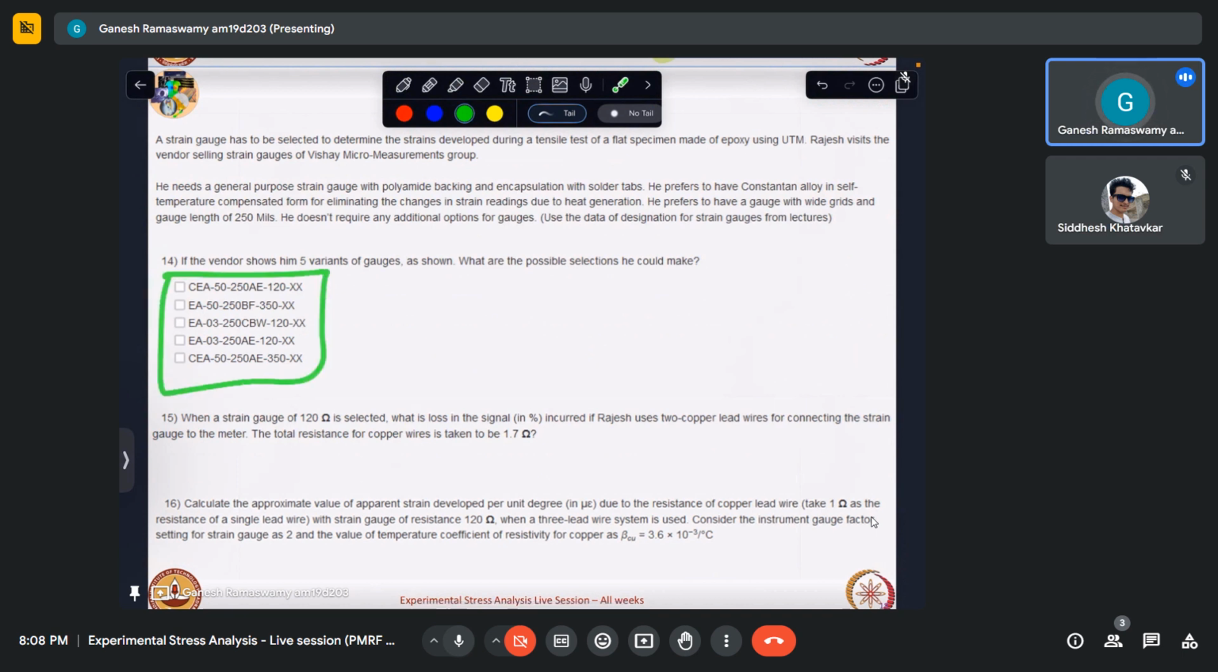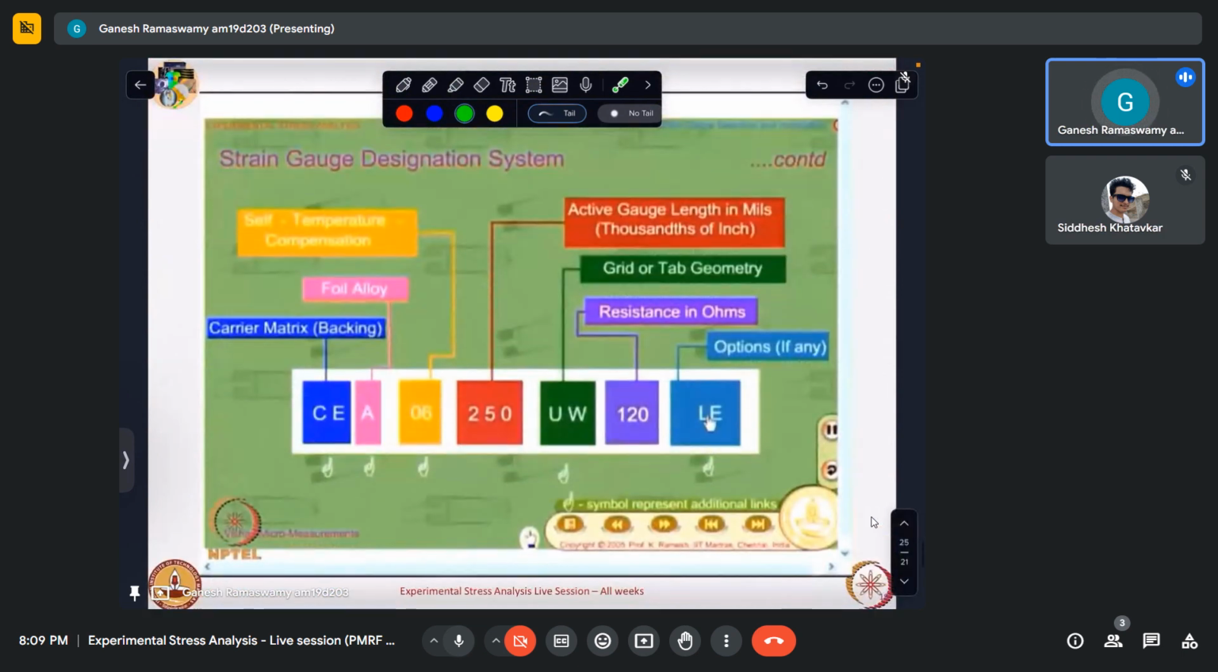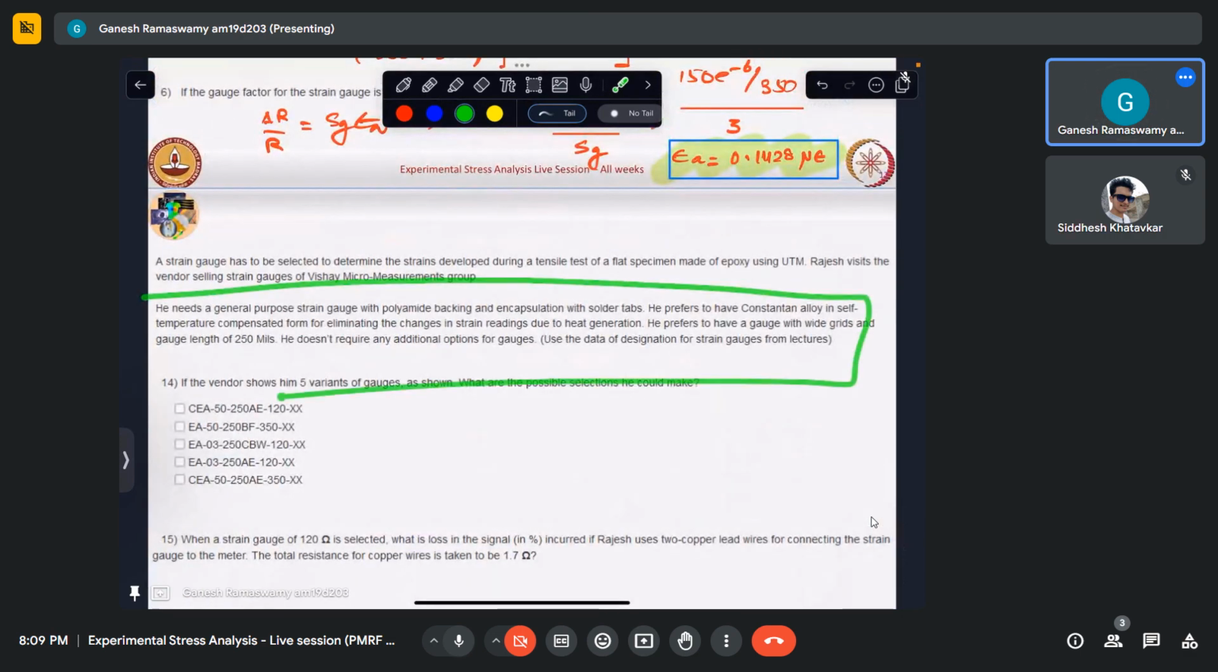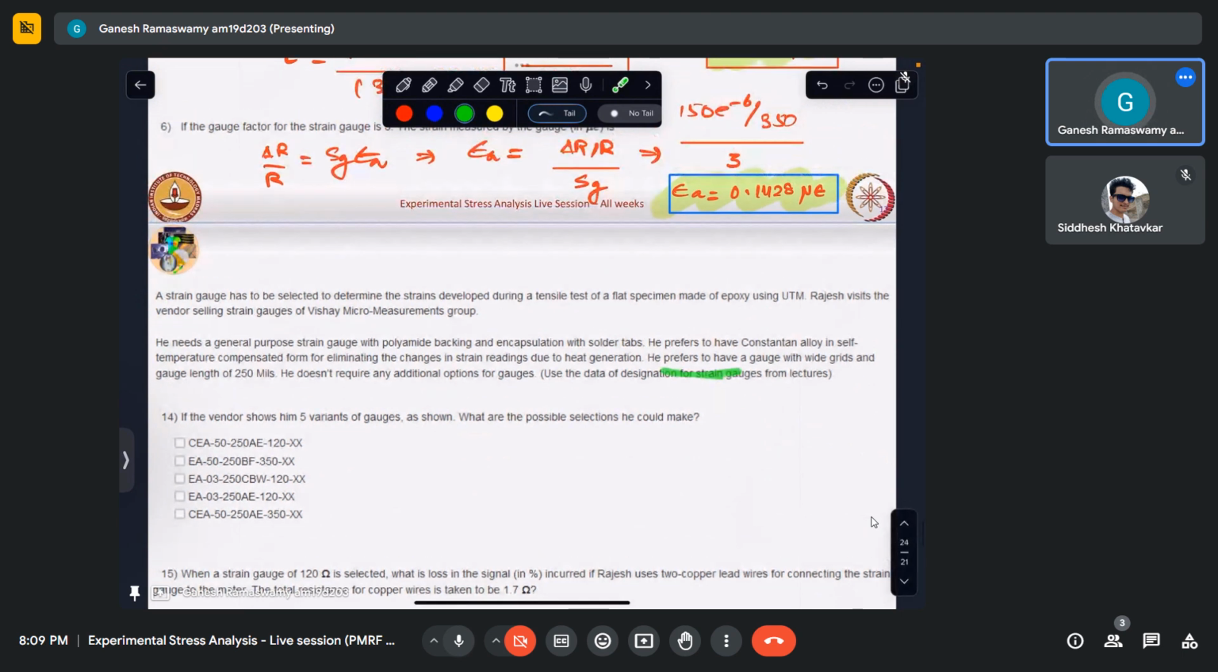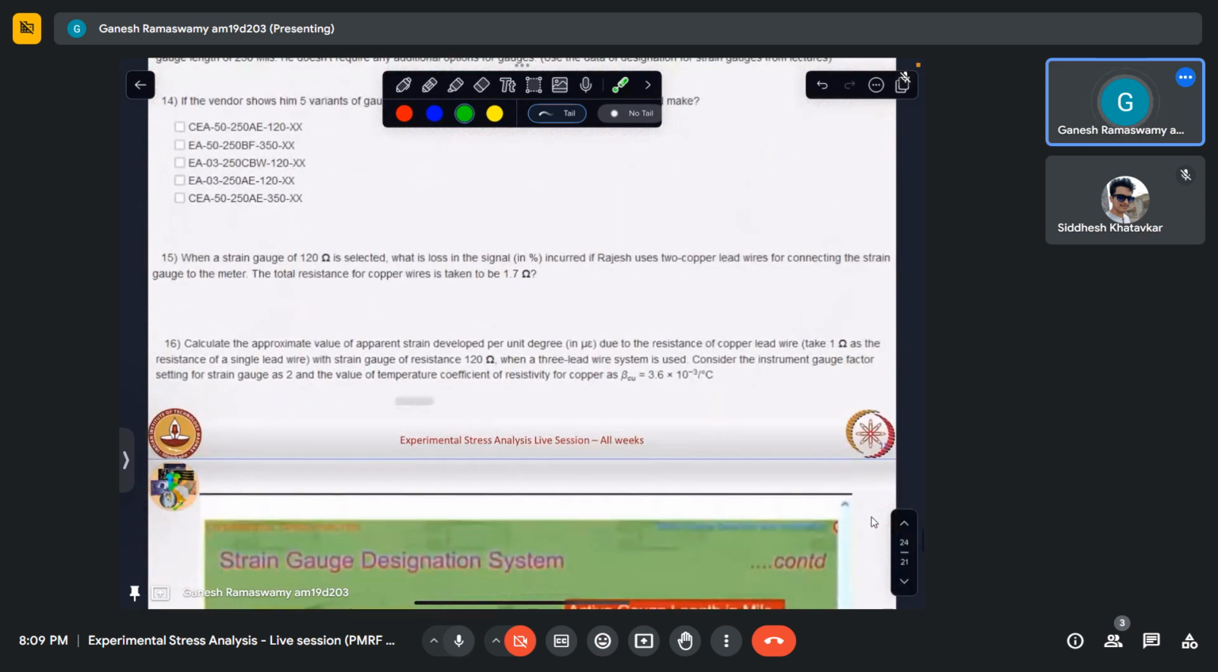Now, naturally, this will look Greek and Latin to a person who is not exposed to this, but fortunately, Vishay Micro Measurements already has a designation system where each and every letter or number can be mapped to a particular characteristic of that strain gauge. Depending on the need, he has these five choices alone, and which one to select out of these. I would encourage you to go through this question and try it out once, because this is just a matter of shortlisting based on these requirements. So I don't want to delve much on that. I'll just move on to the next sub-question.